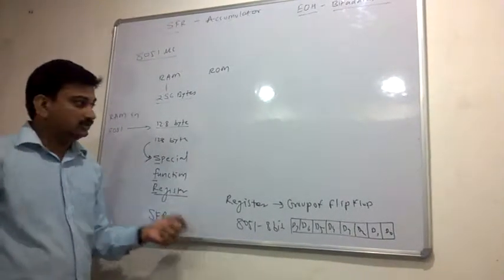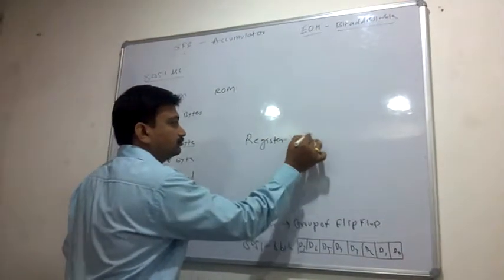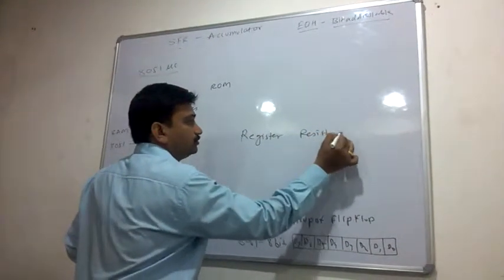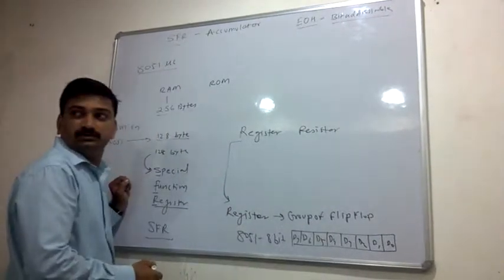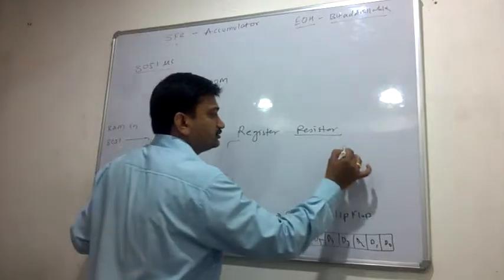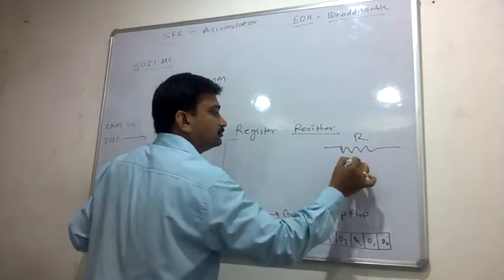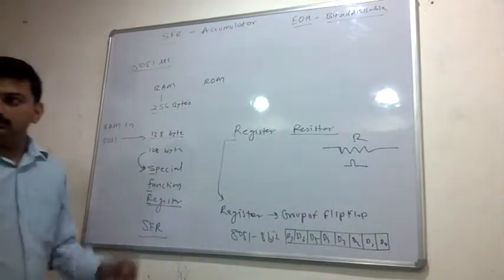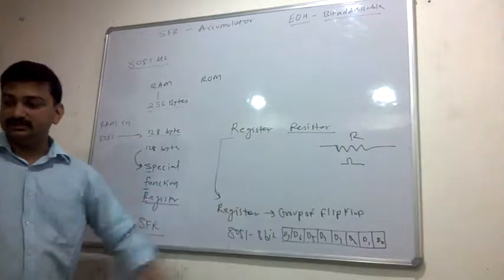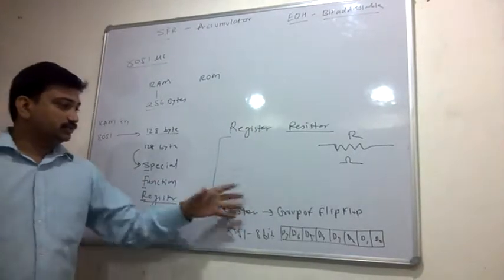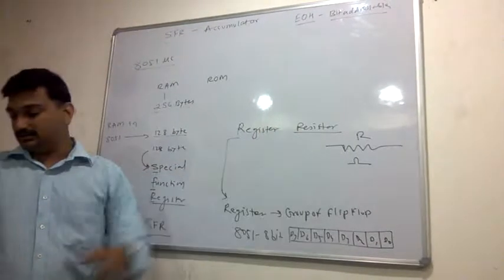There is a confusion between register and resistor. A register means this 8-bit register, and resistor means resistance. Many students have a problem with register and resistor while studying electronics. So a register is a group of flip-flops, while a resistor is different.